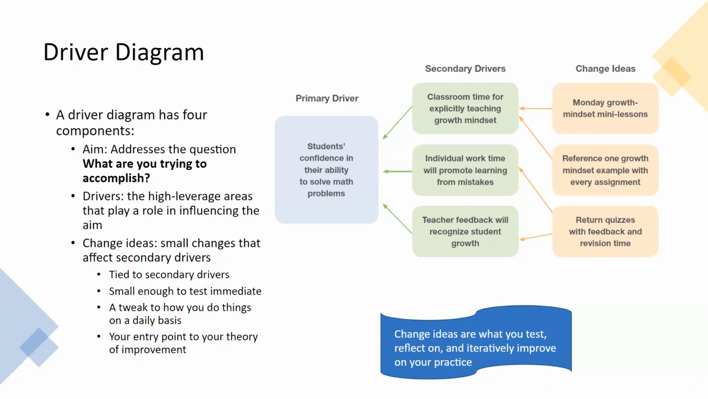They can be so small that you might just think about them as being a tweak as to how you do things on a daily basis, and they can be your entry point to your theory of improvement. So you can look at the image here, and you can see that the examples here are quite small, tangible, immediately implementable. For example, returning quizzes with feedback and revision time. That's something that you can do on a small scale. It doesn't have to be excruciatingly large culture changes in your school site.